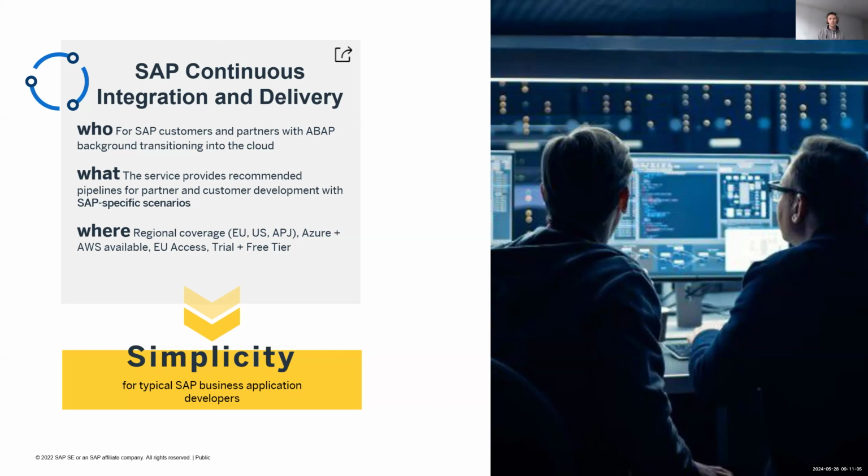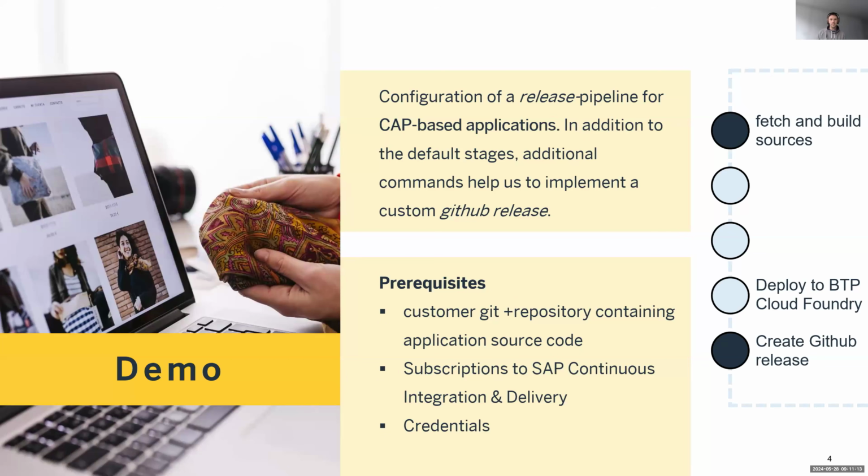And now I want to move on to the new feature that I also want to show you in the demo. So in this demo, I want to create a continuous delivery pipeline, so a release pipeline, a release job for a CAP-based application. It will use default stages that we have in the service, but it will also use the additional commands feature to implement something very custom and very specific.